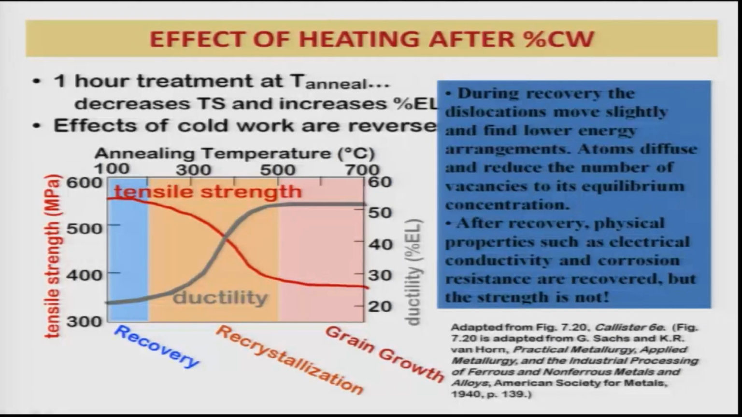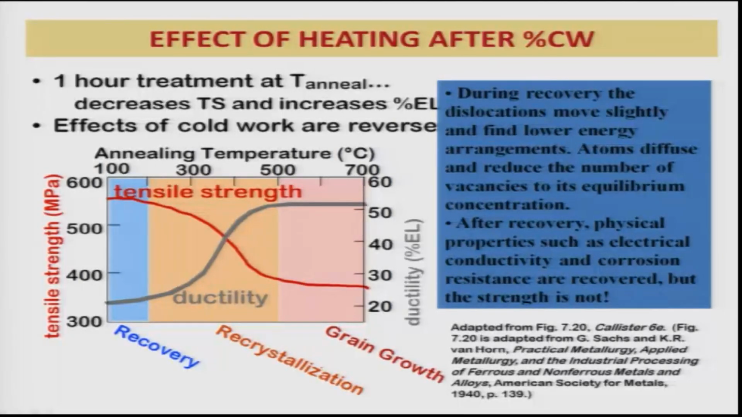Here you see the annealing treatment has been done for about an hour, and what is shown is tensile strength as a function of the annealing temperature: 100, 300, 500, 700 Celsius. As you see, tensile strength slowly decreases. In the cold worked material, tensile strength is very high, about 550 MPa, but it slowly goes down as the temperature increases and reaches a flat region at a very high temperature.